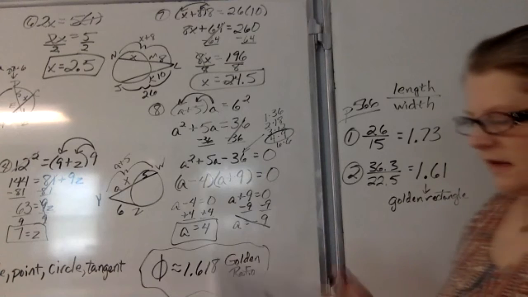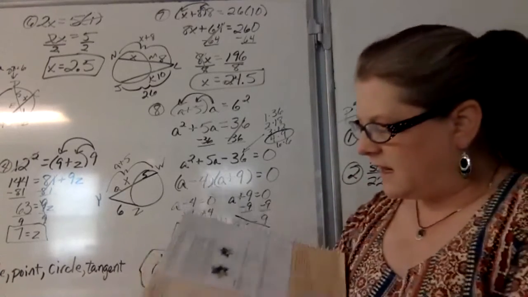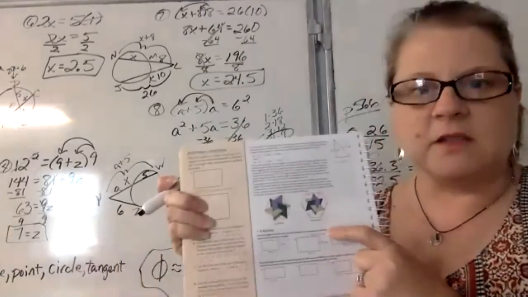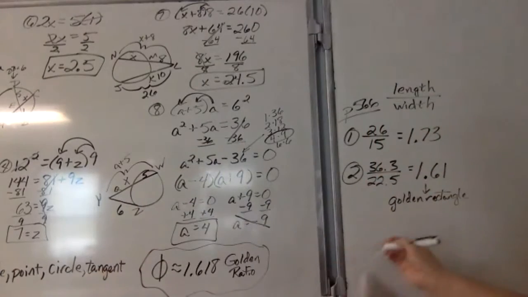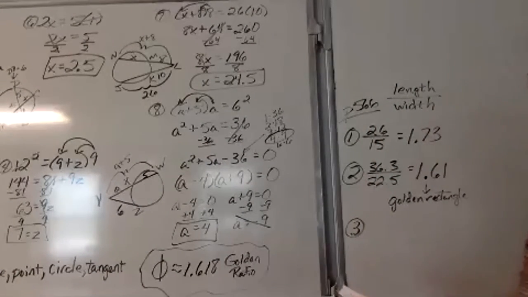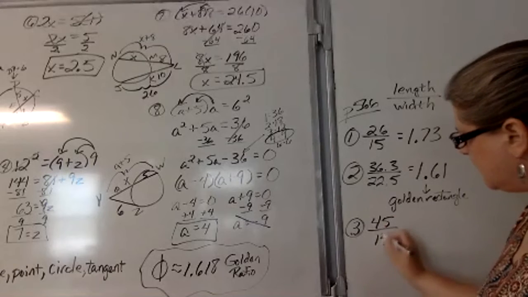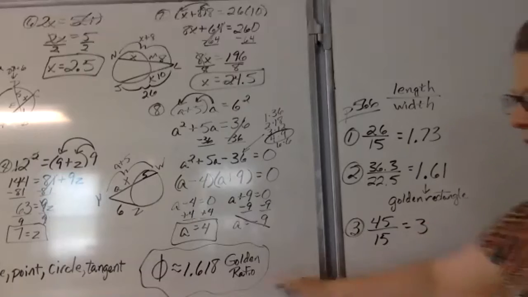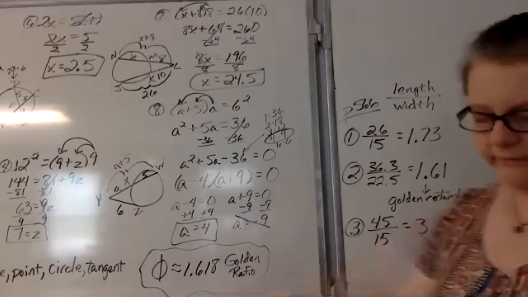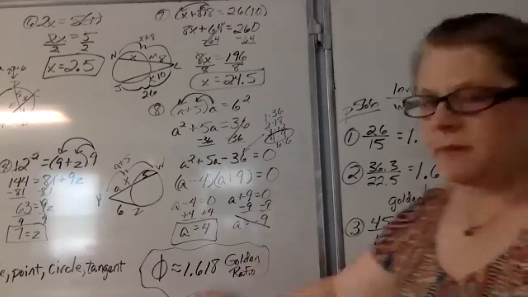If you'll notice, most of the time on a poster or in your book, if they're just randomly doing rectangles, a lot of times they're more like this rectangle. They're more using that golden ratio, the ones that they draw in the pictures. Number 3, the length is 45. The width is 15. So 45 divided by 15 is just 3. Is that close to that? No, that's nowhere near close to it. So that's what it's talking about when it's golden ratio.